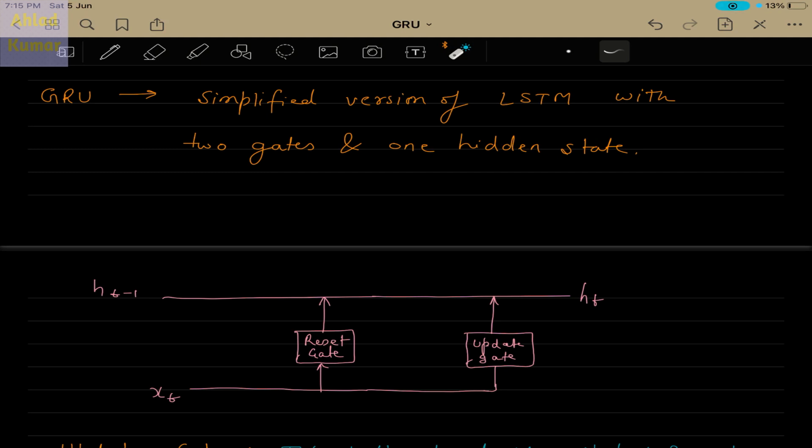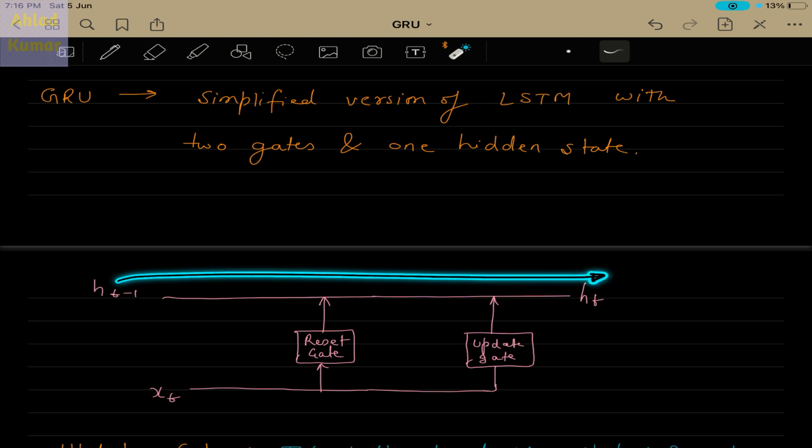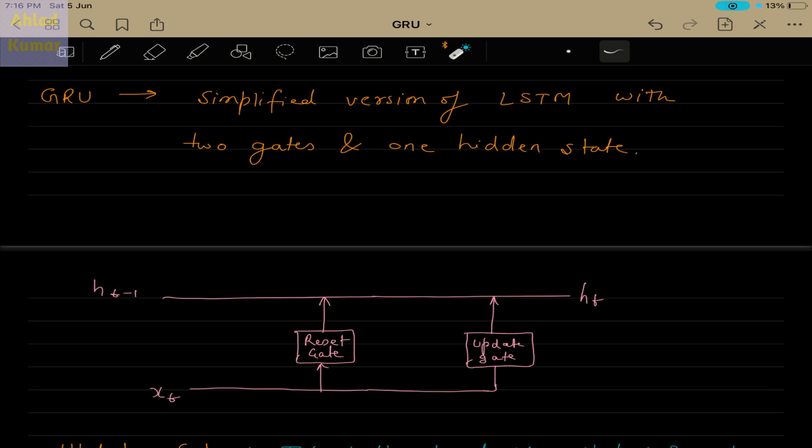The information that passes from one GRU unit to another is h of t minus 1 from the earlier GRU unit to h of t in the next GRU unit. This is the information stored in the hidden state of the GRU units, which is passed to the next GRU unit. If you observe carefully, the information passed over here is controlled by the reset gate as well as the update gate.